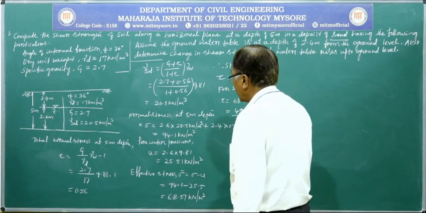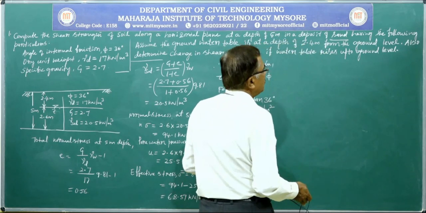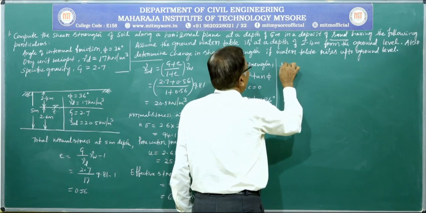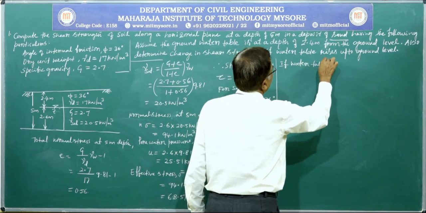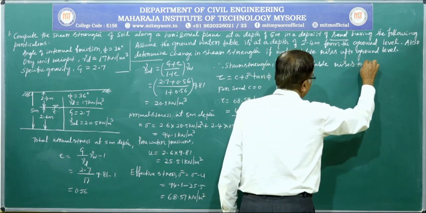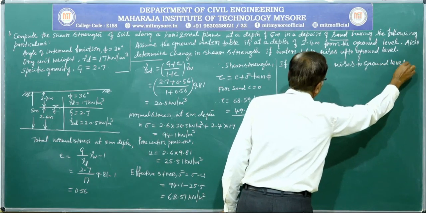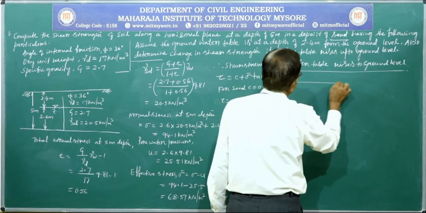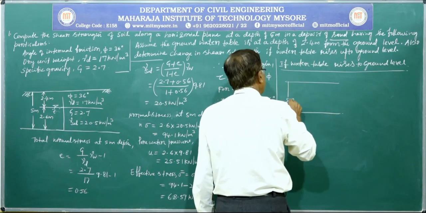If water table rises, it is asked to calculate the change in shear strength if water table rises up to the ground level. Now let us consider that condition. So total depth is 5 meter.